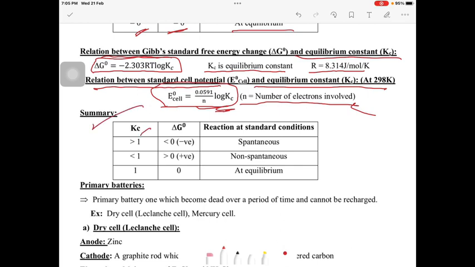Summary. If Kc is greater than 1, delta G is less than 0, negative, then the reaction is spontaneous. Kc is less than 1, delta G greater than 0, non-spontaneous. Kc is equal to 1, delta G is 0, at equilibrium.